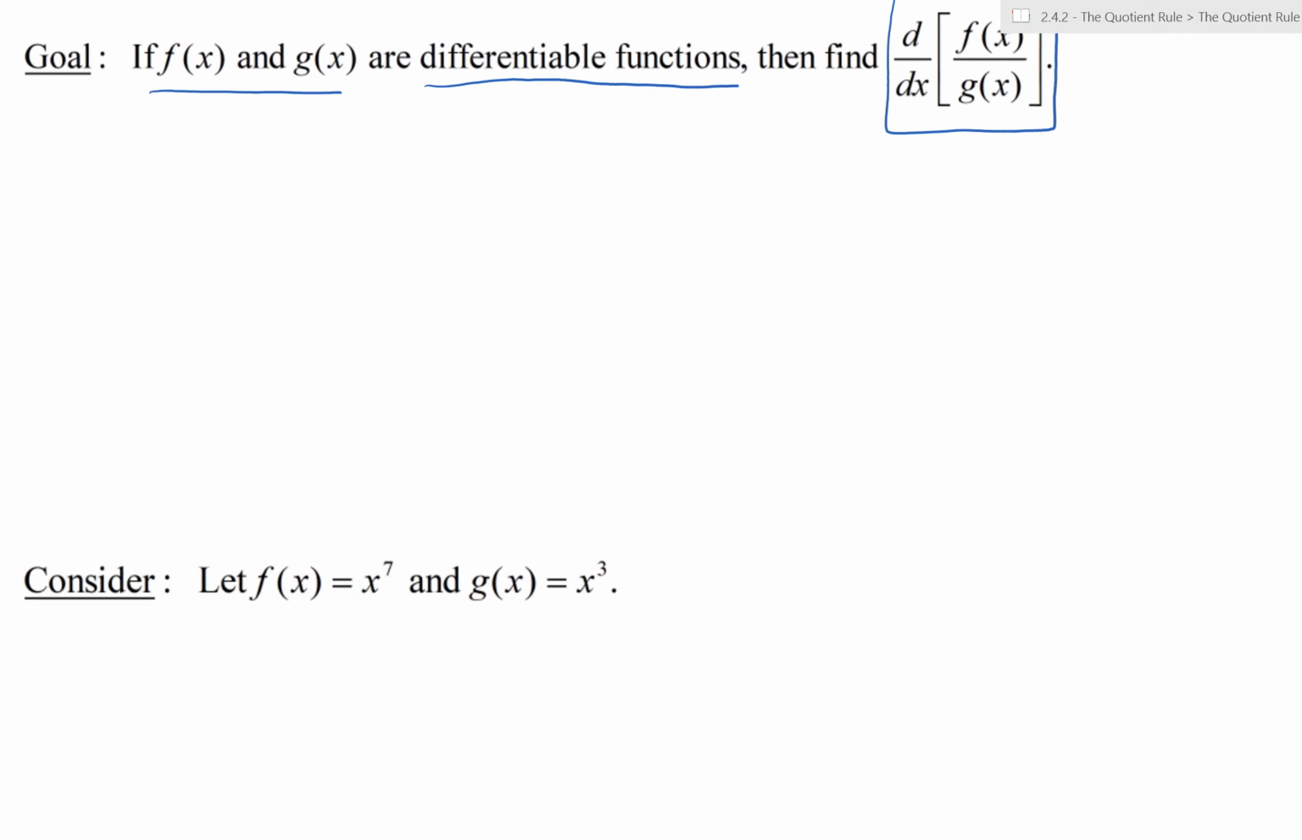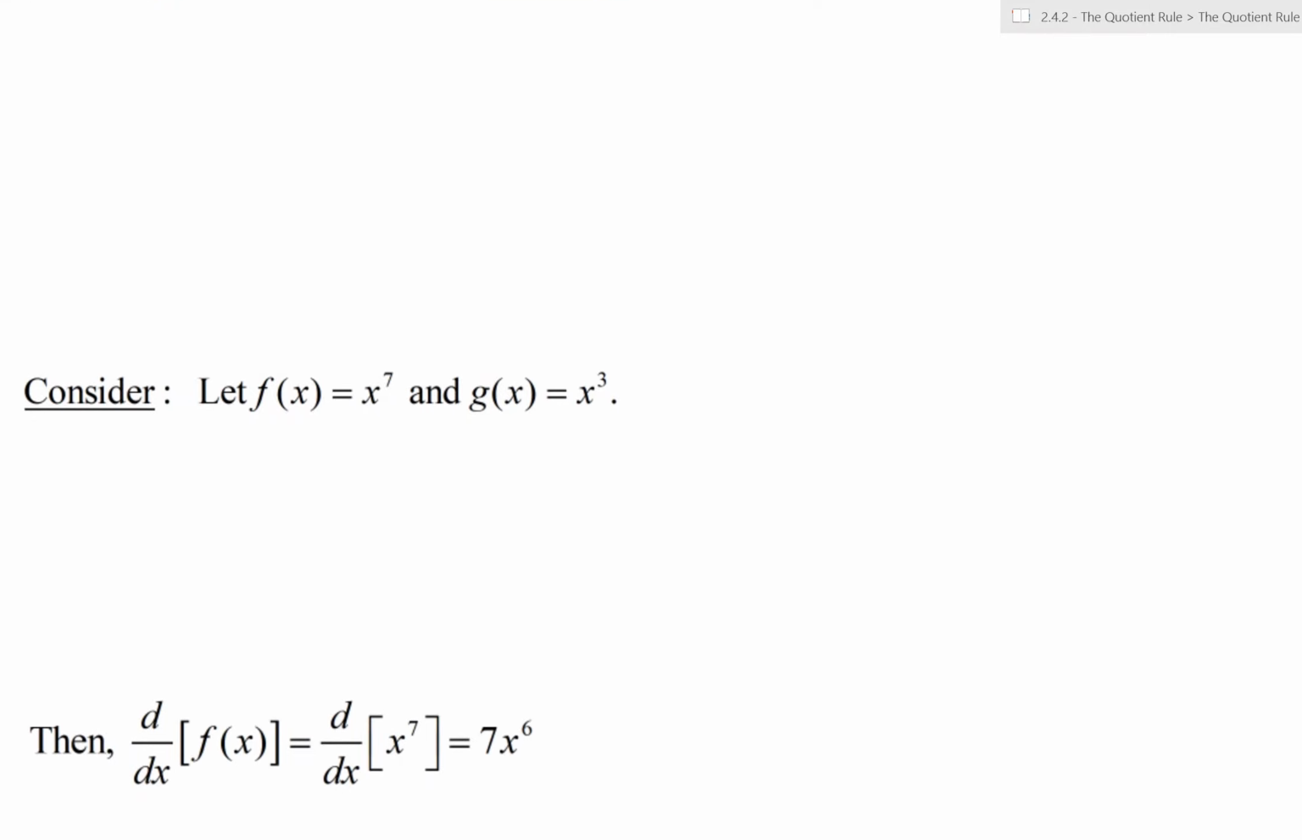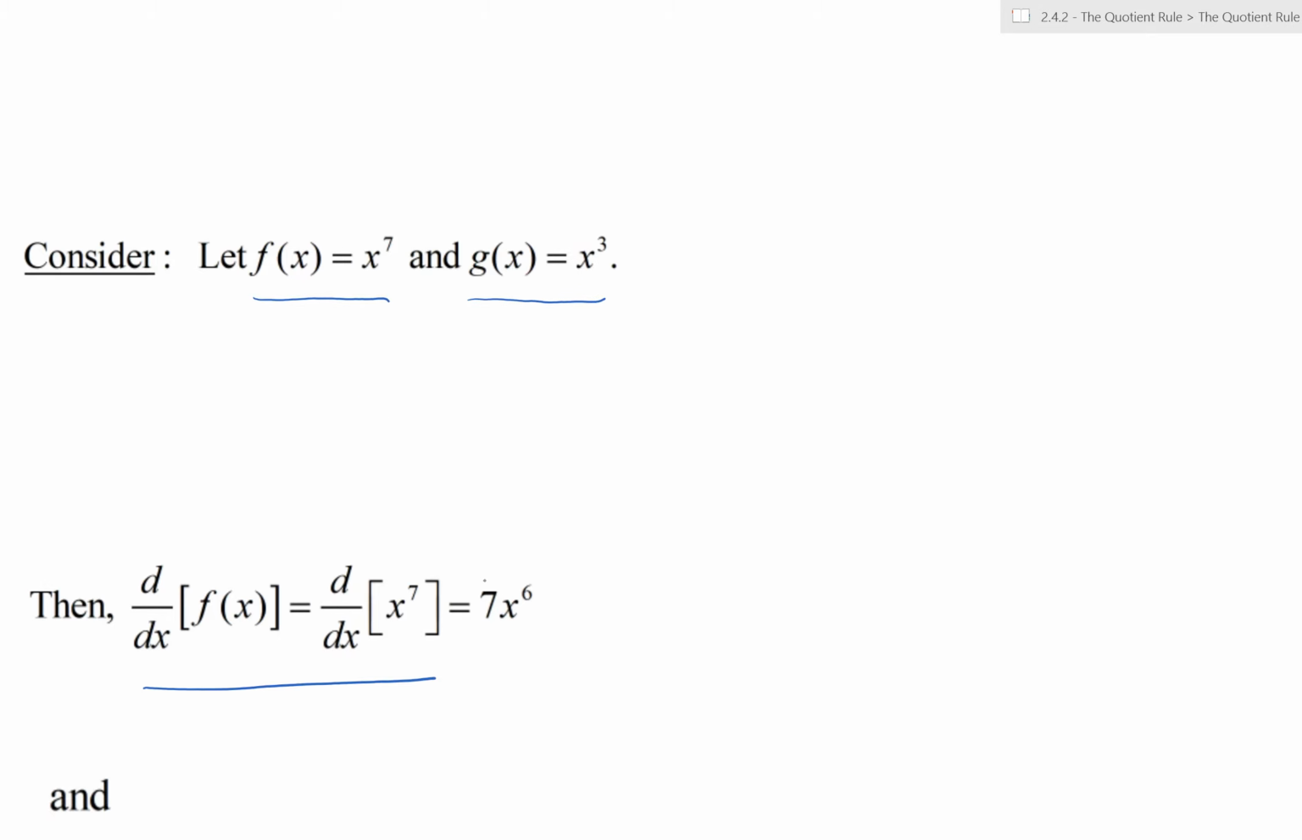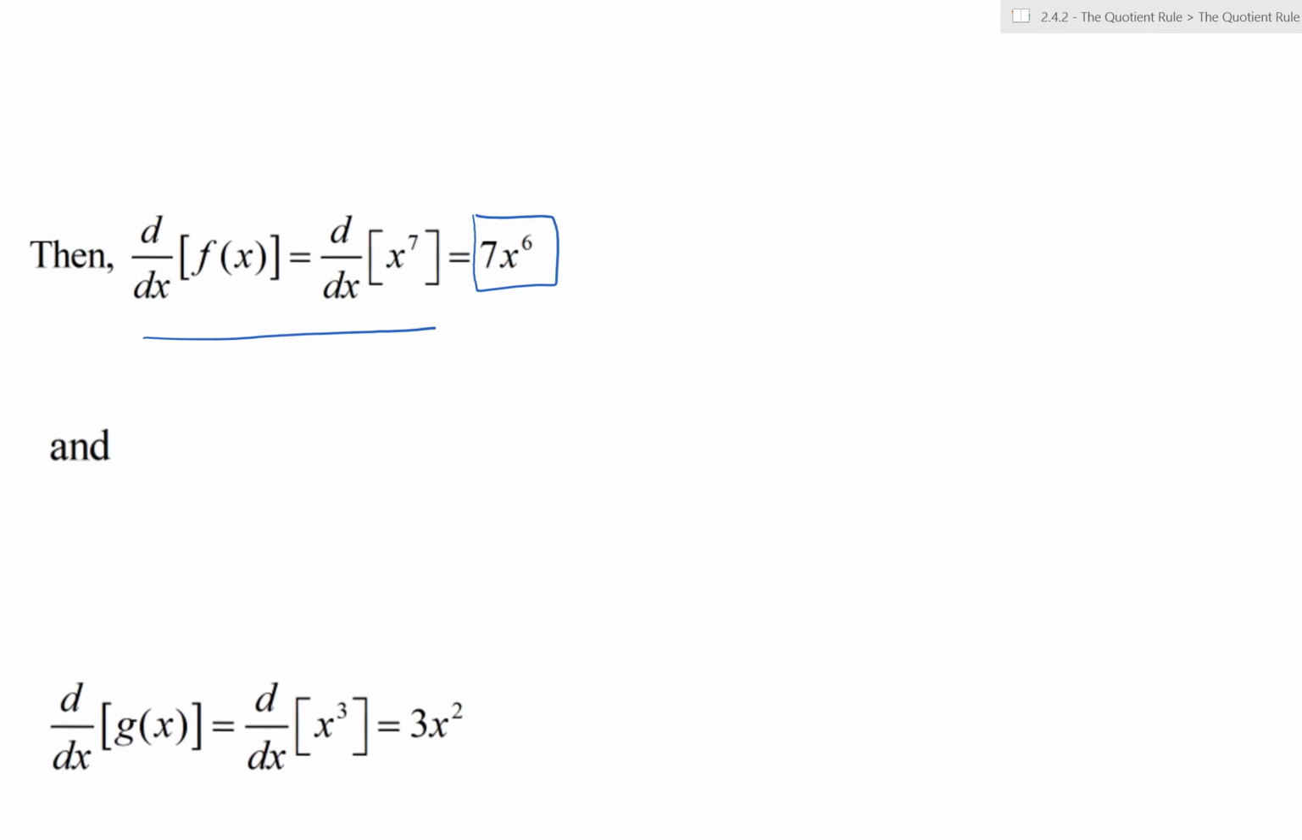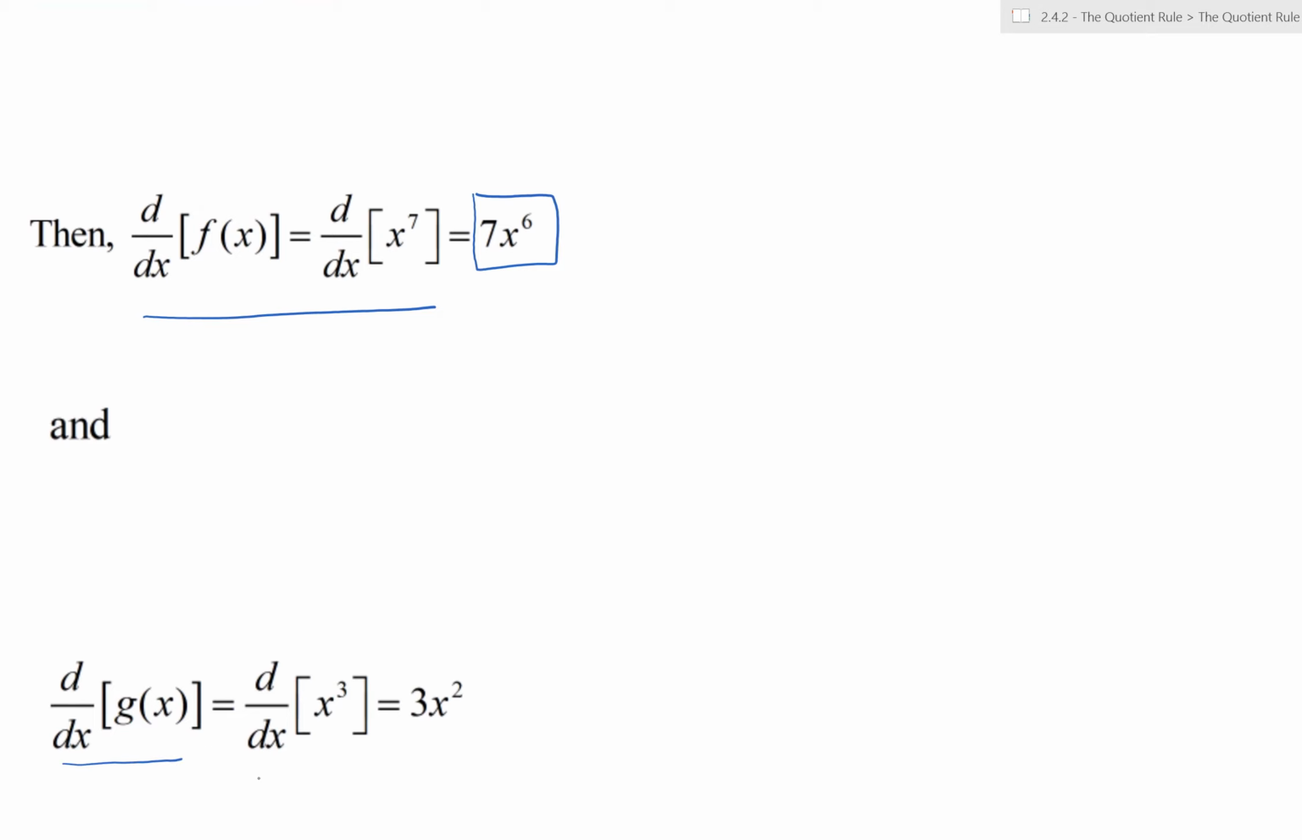Okay, so similar to how we did the product rule explanation, let's start with two functions that we know are differentiable. Let's say f of x is x to the 7th and g of x is x cubed. Nice power functions. Then we'll find the derivatives of each of them. The derivative of f of x, which is the derivative of x to the 7th, by power rule, is 7x to the 6th. Moreover, differentiate g of x, which was x cubed, and we get 3x squared.